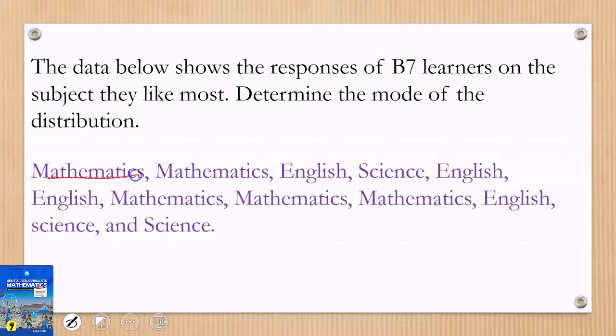Let's see, mathematics has 1, 2, 3, 4, 5. 5 people responded that they like mathematics. For science, we have 1, 2, 3. And for English, we have 1, 2, 3 as well. So you see that math is the most occurring. And so here we say our mode is mathematics, because math occurs most frequently. So the mode of the distribution is mathematics. Okay, good.